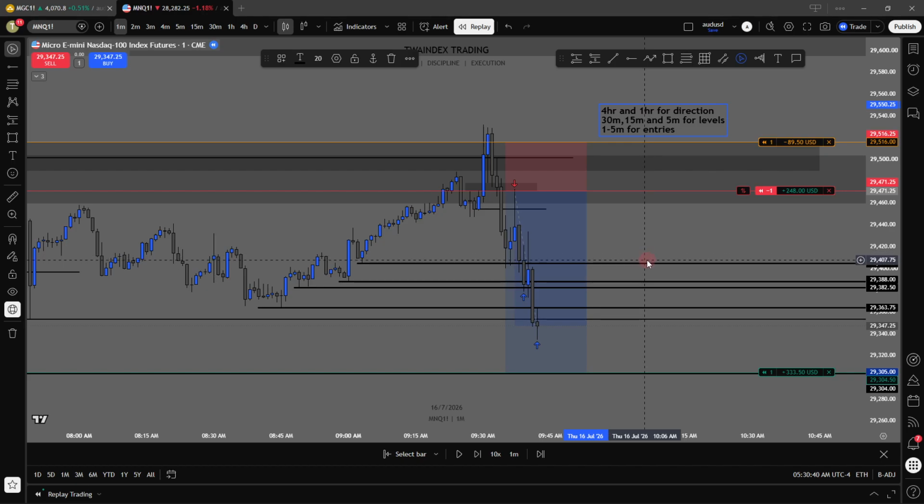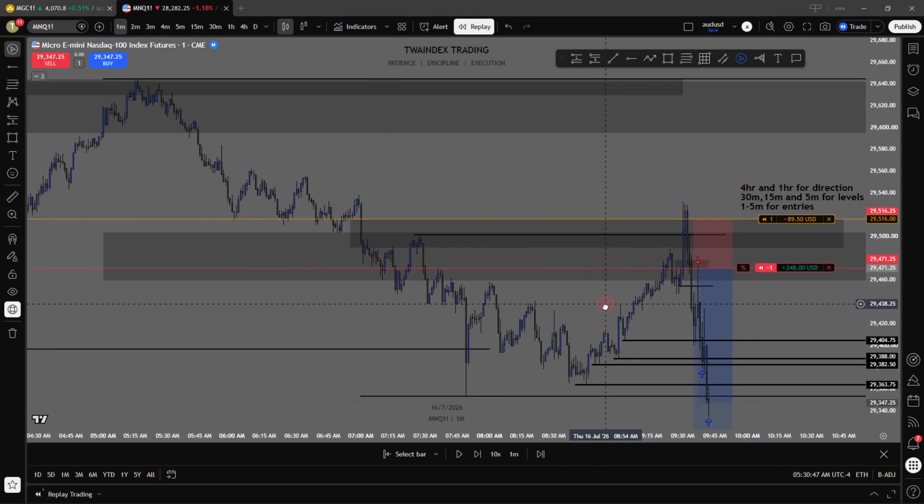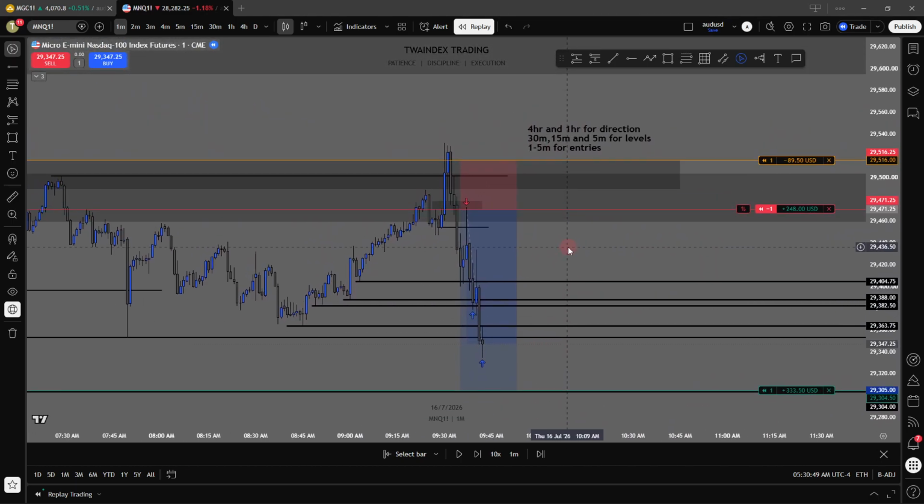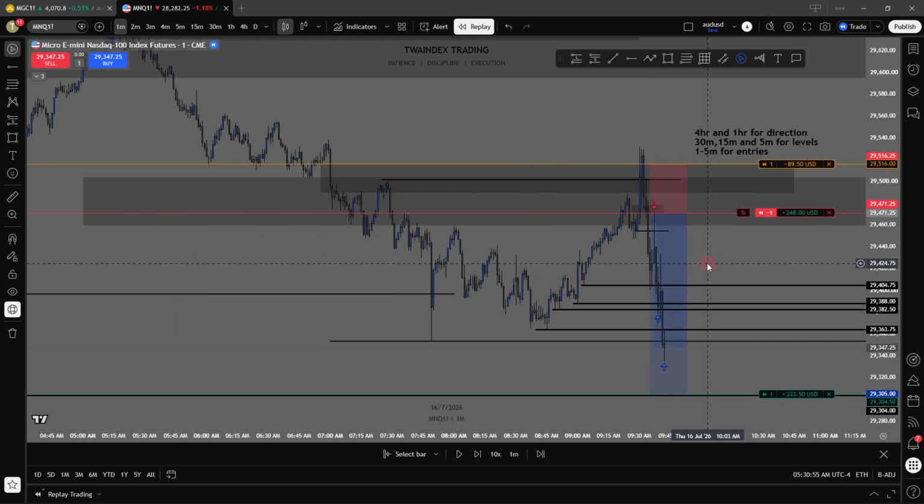We used our time frames: 4 hour, 1 hour for direction, 5-minute level, 1-minute entry. My bias and everything is set. I just taught you guys how to use time, a bias, and time frames. I just taught you guys how to use all of those.